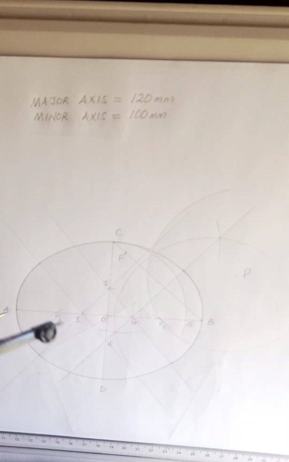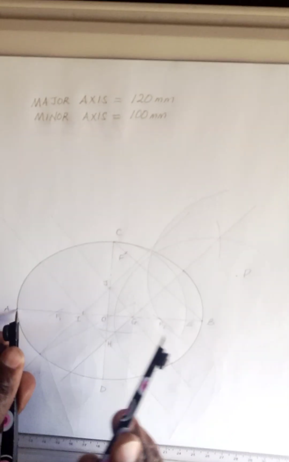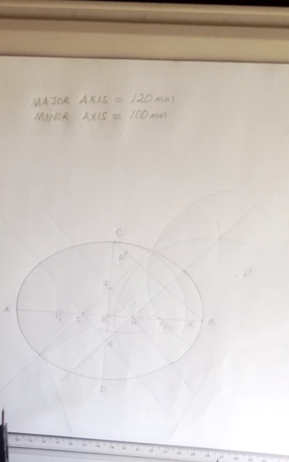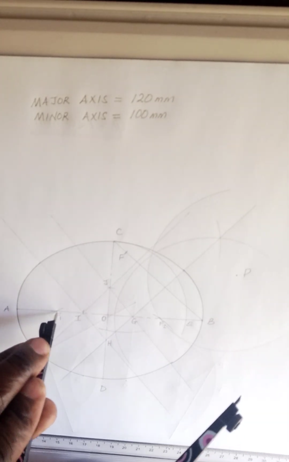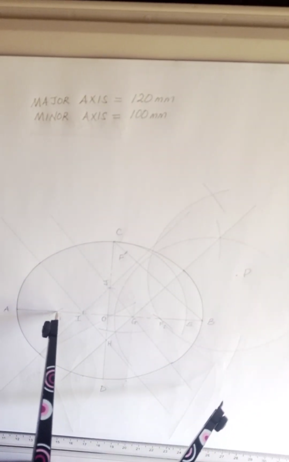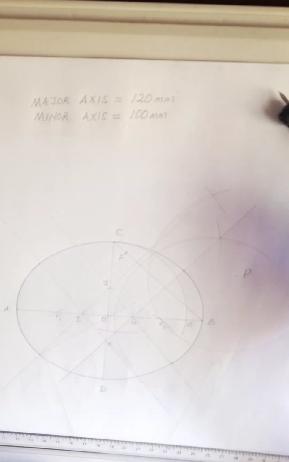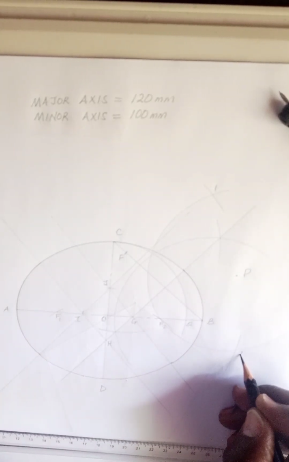Next, with the tip of your compass at A, open it full length of the major axis, and then place the tip of your compass on F1 this time, and then strike an arc there and an arc there. So these two arcs are intersecting on 2 points. This is point number 1 and point number 2.